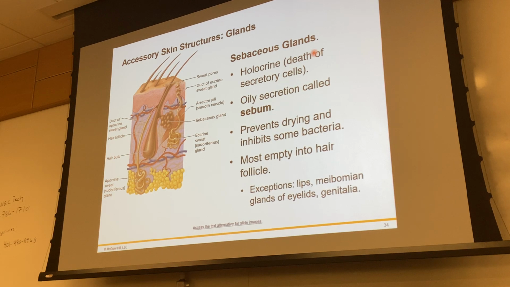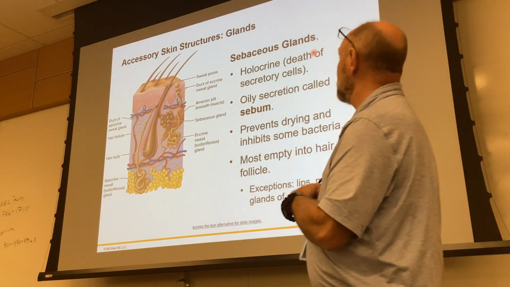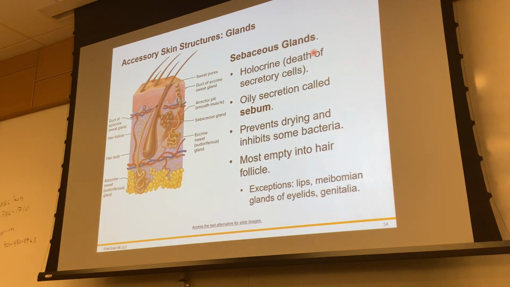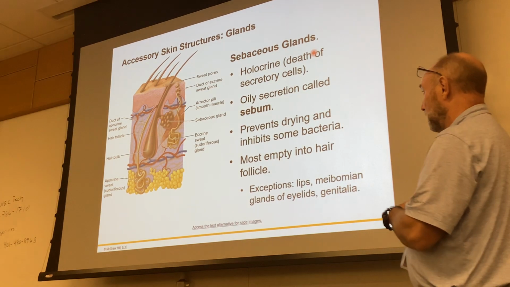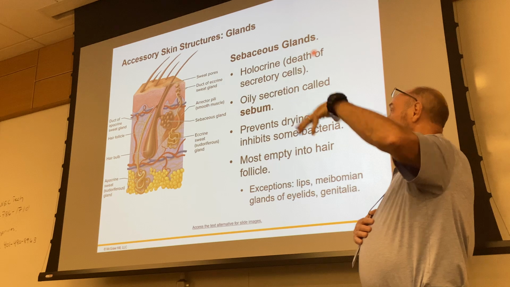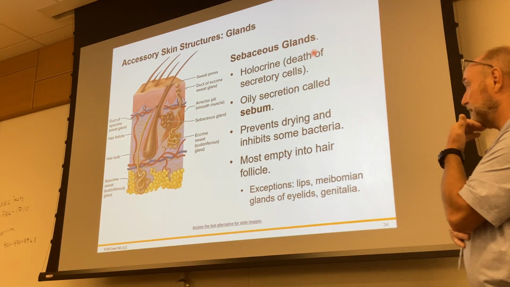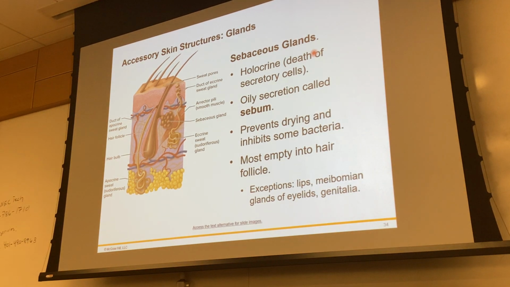So the sebaceous gland is holocrine. That is something we talked about in the previous lectures. When it secretes its material, it causes a cell to die. That sebum is an oily substance. It inhibits drying, it inhibits bacteria from developing, and it is in areas generally associated with the hair, so at the base of the hair. A sebaceous gland is basically an oil gland.